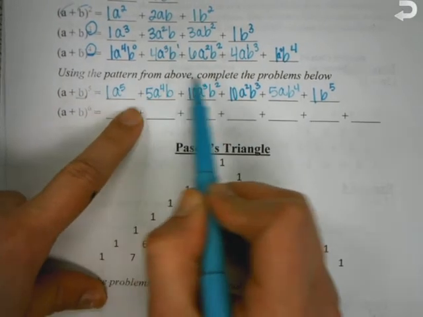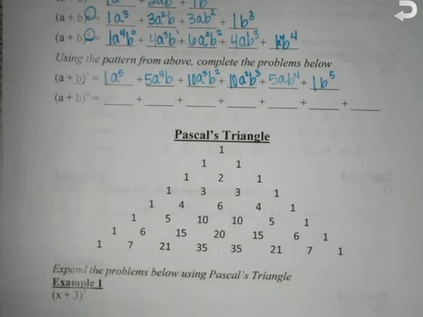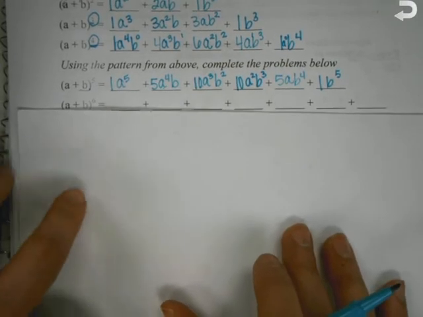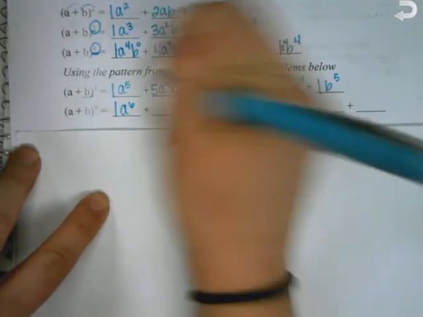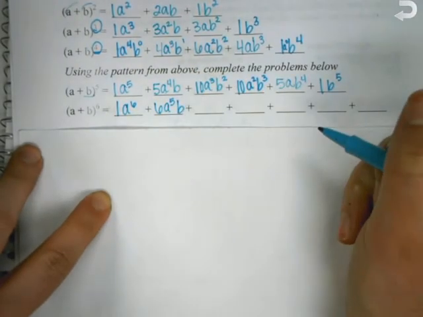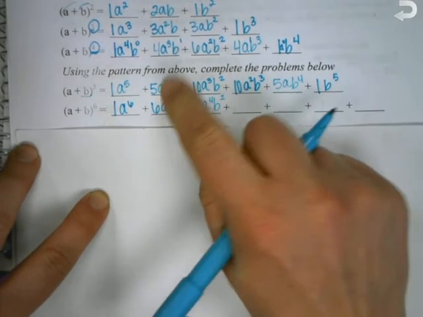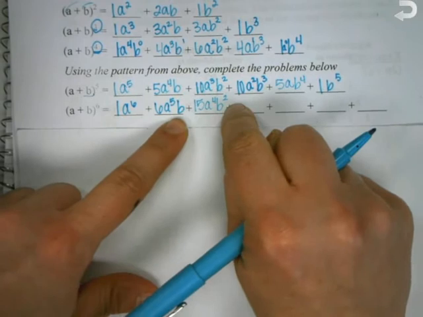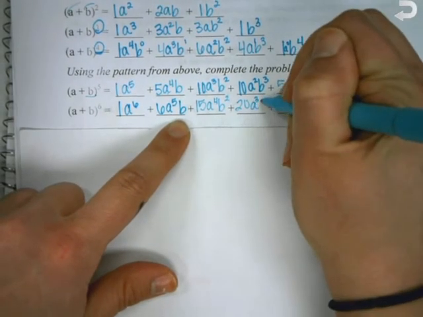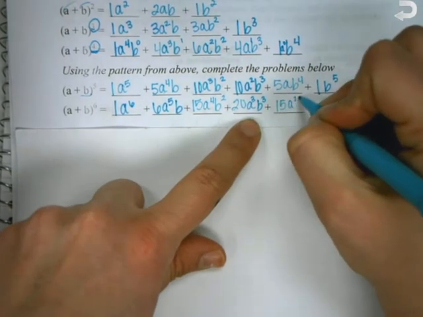Okay, Alyssa, what'd you get? 1a to the 6th, 6a to the 5th, b. 15a to the 4th, b to the 2nd. So a decreased by 1 and b increased by 1. 20a to the 3rd, b to the 3rd. 15a to the 2nd, b to the 4th. 6a, b to the 5th. And 1b to the 6th. Yes? Got it?